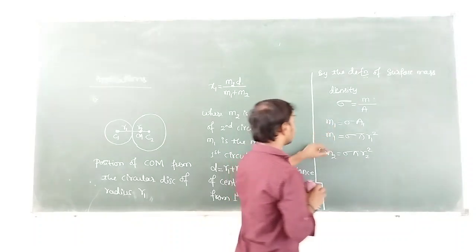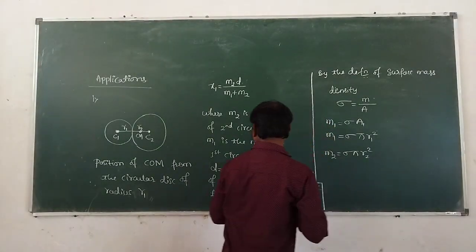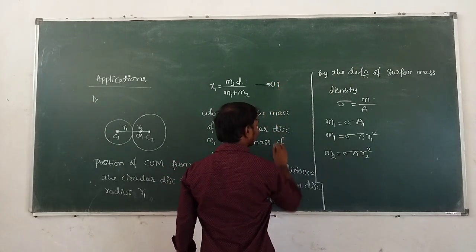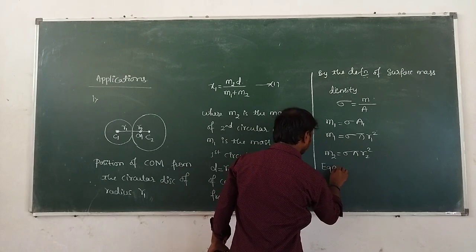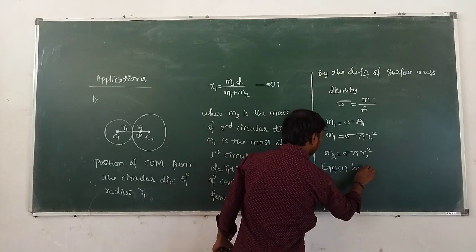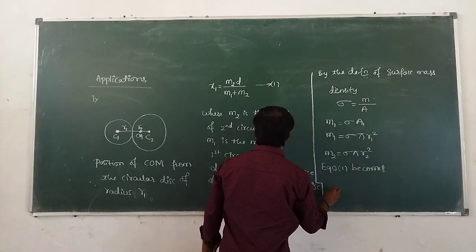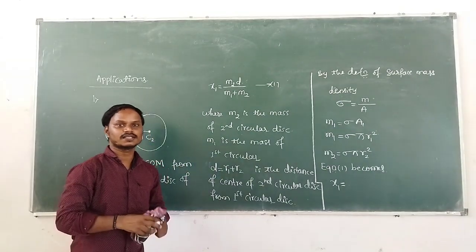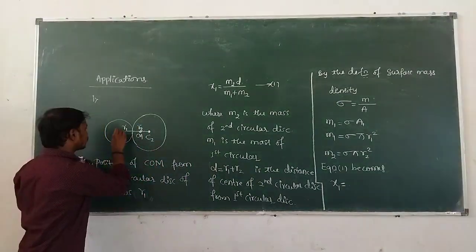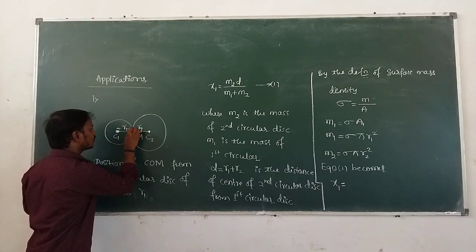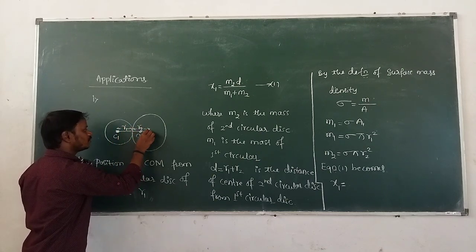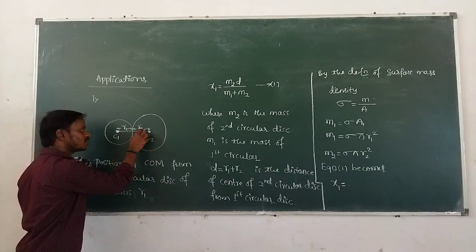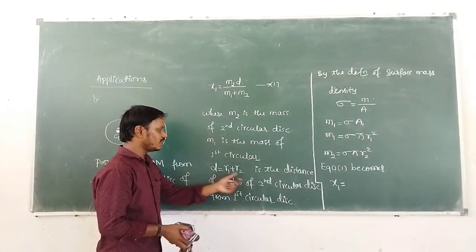Okay, so substituting these values of m1, m2 and d in the equation, I will take this as equation 1. Then equation 1 becomes, what about equation 1? x1 is equal to, what is x1? It is the position of the center of mass from the circular disk of radius r1. Its radius can be taken as r1 and the other's radius can be taken as r2. The distance of the center of the second circular disk from the center of the first circular disk is r1 plus r2, that can be taken as d.